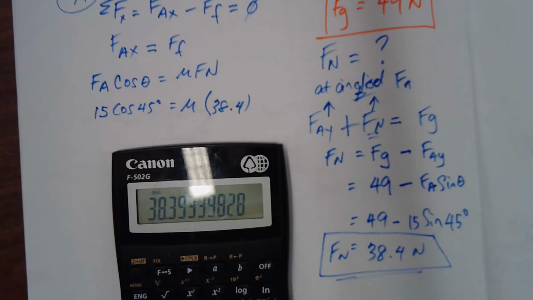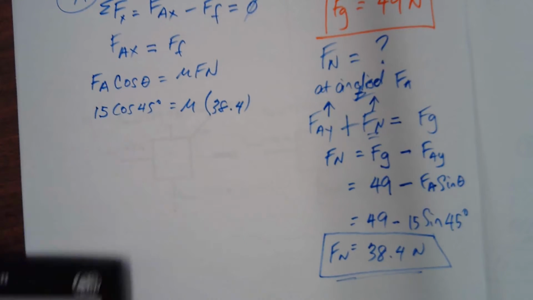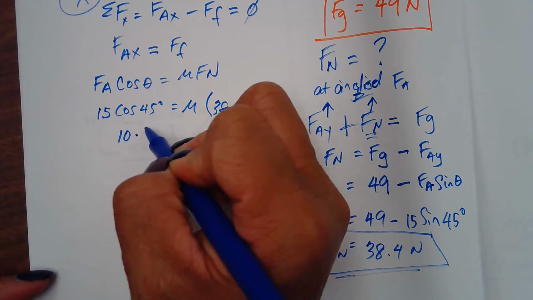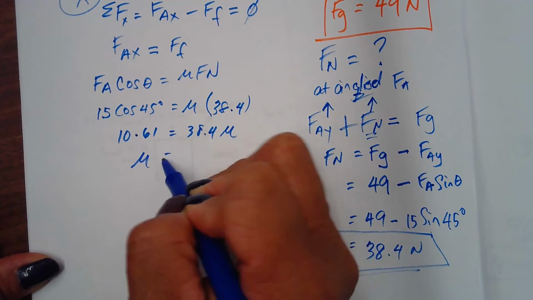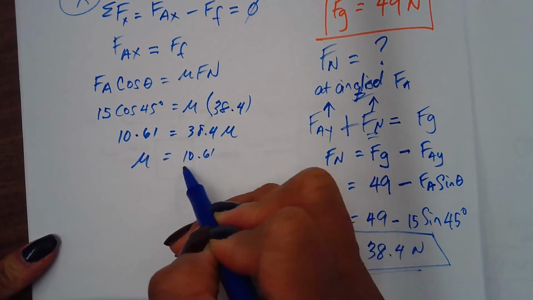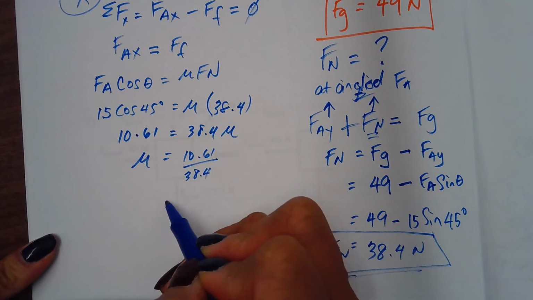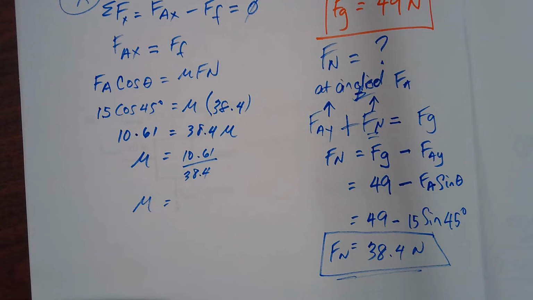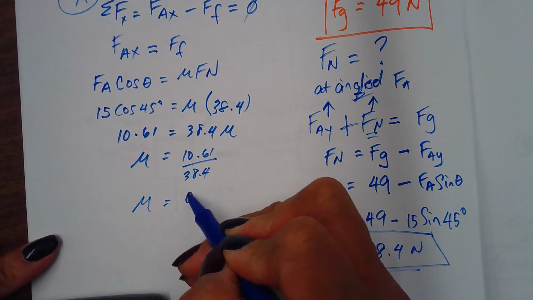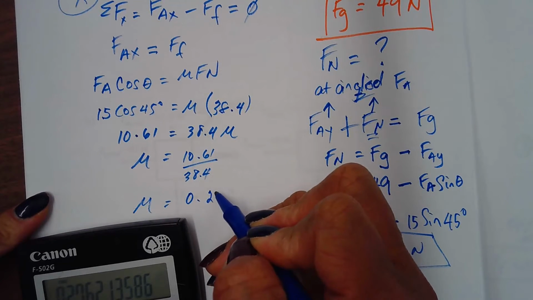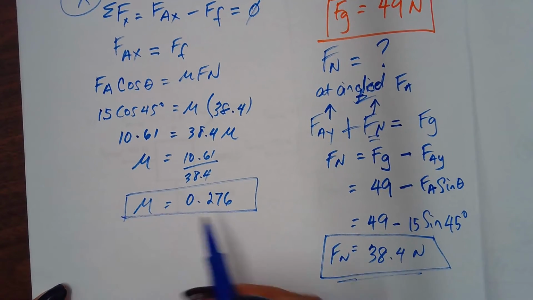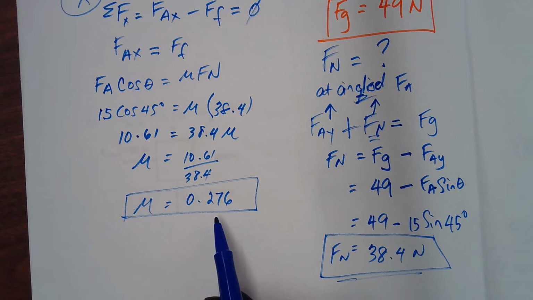Okay, let's actually put all these in numbers now. Cos of 45 times 15. Make sure you're doing this with me, your own calculator. I got 10.61 equals 38.4 mu. So mu is equal to 10.61 divided by 38.4. And that will give us our mu. What do we have? What did you get? I got 0.276.